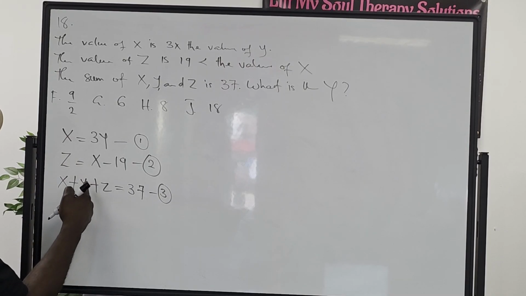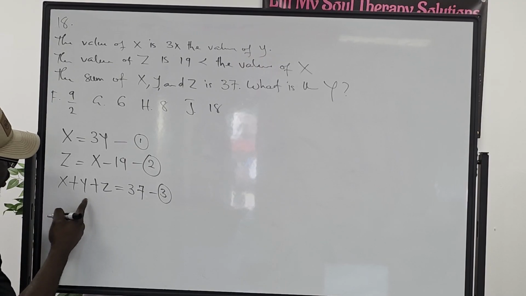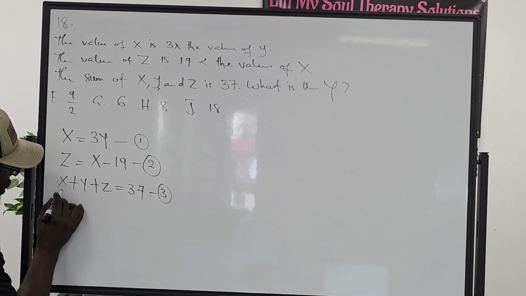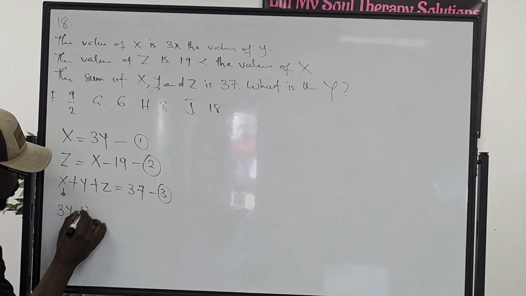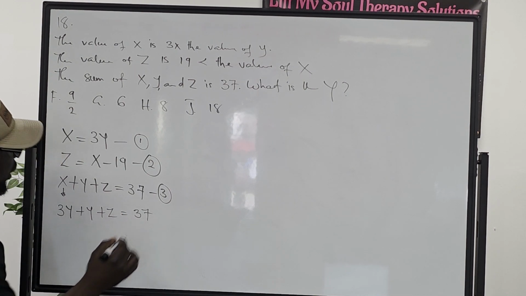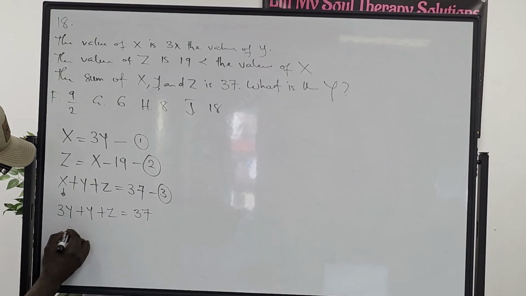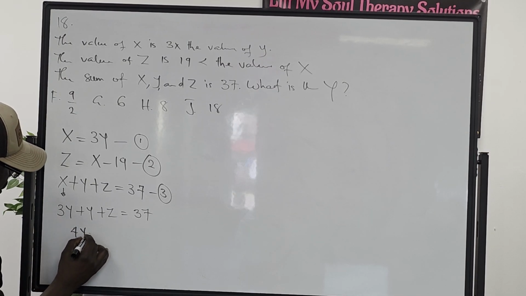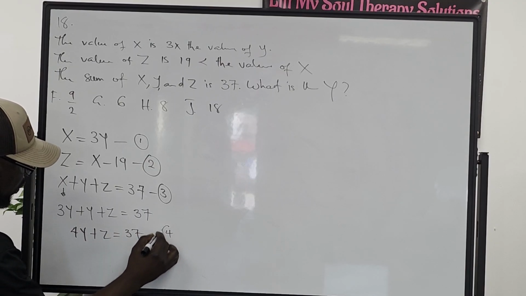So let's do this one. x is equal to 3y. So instead of x, I'm going to put 3y, which means instead of this x right here, it's going to be 3y. So I have 3y plus y plus z is equal to 37, right? And that gives me 4y plus z is equal to 37. So I'm going to call this equation 4.